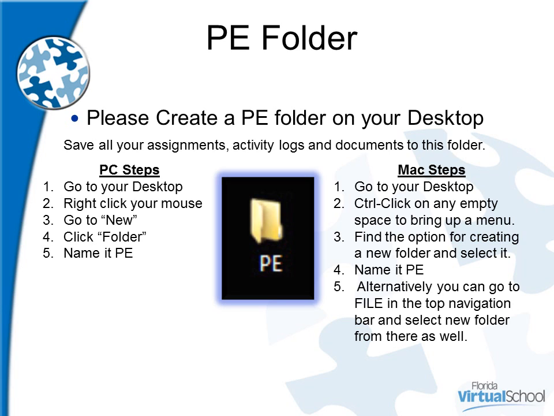desktop. If you're working from a Mac computer, you will also go to your desktop, hit the Control button, and click on an empty space to bring up a menu. Find the option for creating a new folder and select it, and then you can name it PE. You can also go to the File at the top navigation bar and select New Folder, and that will add a new folder to your desktop as well.